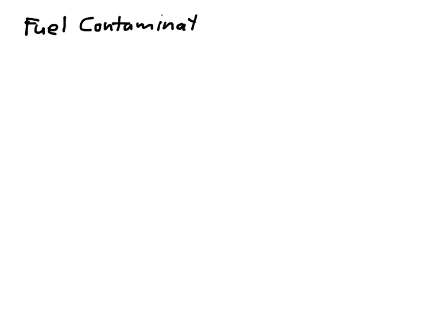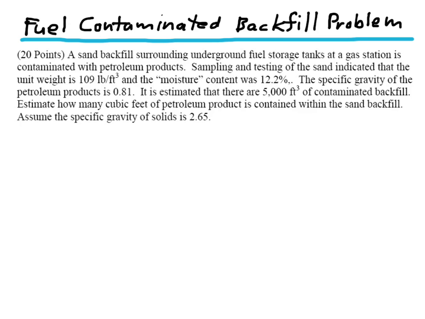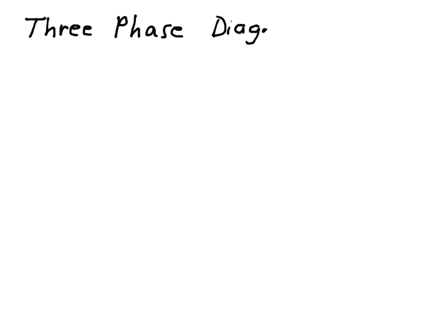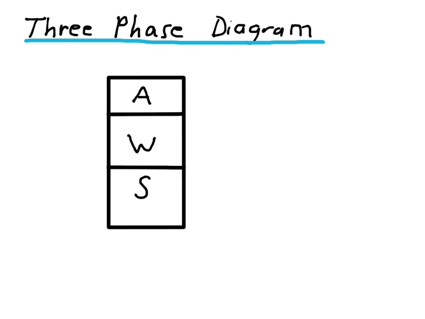This is a review of the fuel contaminated backfill problem from your midterm exam. Here's the text of the problem. The key concept that you need to understand in order to solve this problem is that it's just a regular weight volume problem with one small twist, and that is, instead of the soil having water in it, it has petroleum in it, which has a specific gravity of 0.81, as opposed to water, which has a specific gravity of 1. With that in mind, we must start, as we always do these problems, with a three-phase diagram.